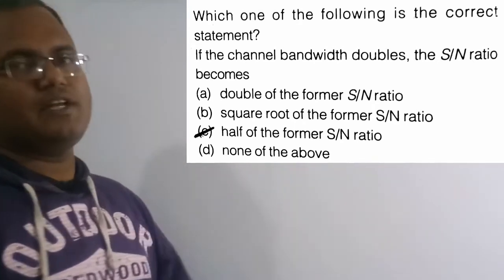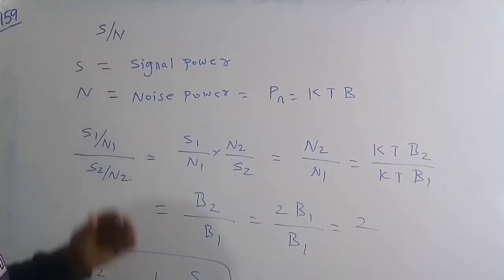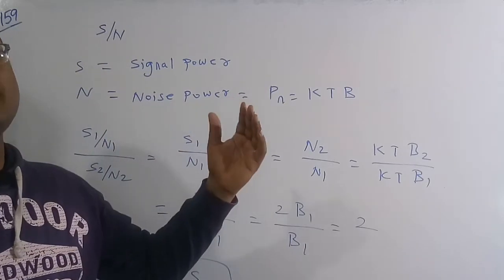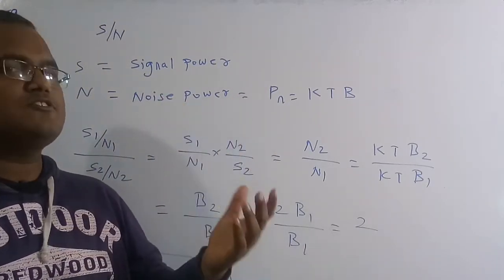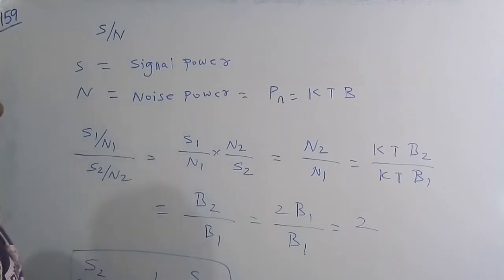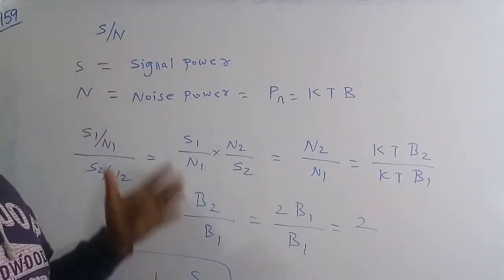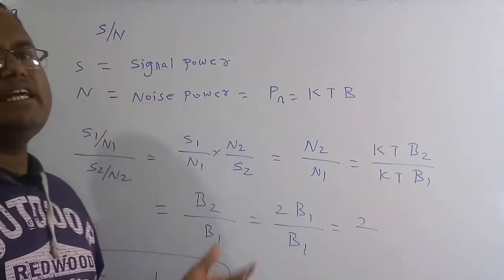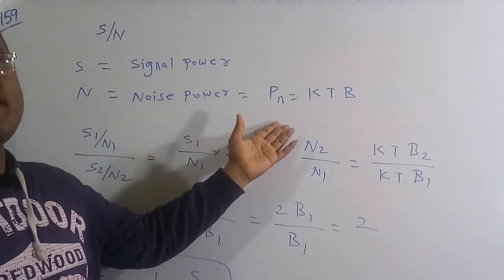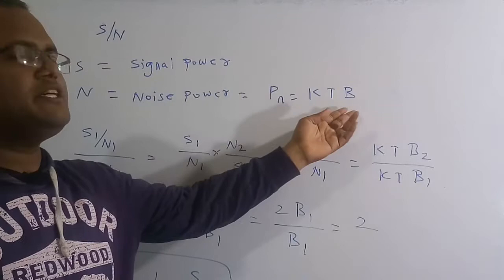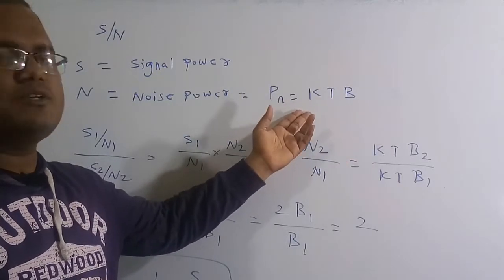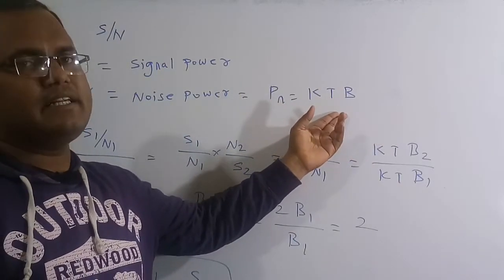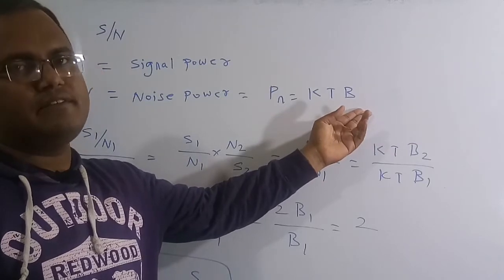So let's solve this numerical. In this question, if the bandwidth is increased by 2 times, we need to figure out the nature of the signal to noise ratio. Basically, the signal to noise ratio is S by N, where S is the signal power and N is the noise power. We can also write N as Pn, and Pn is equal to K into T into B, where K is the Boltzmann constant, T is the temperature, and B is the bandwidth of the signal.